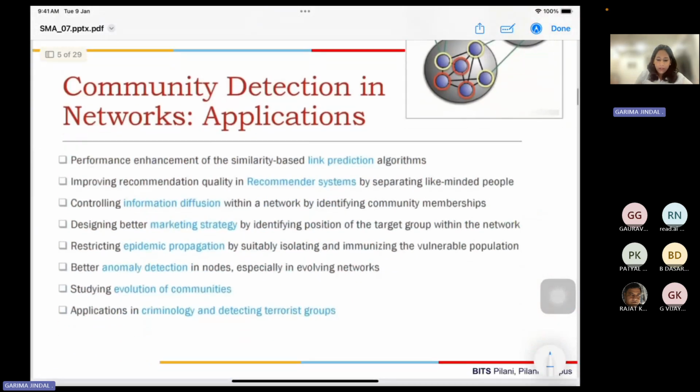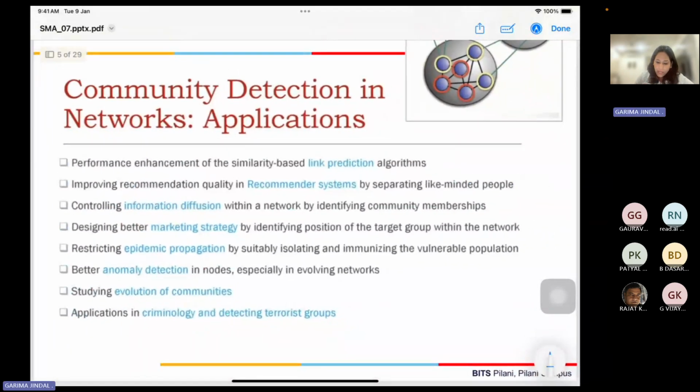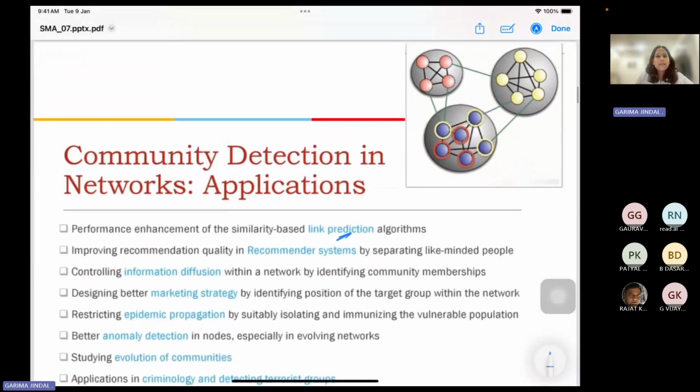Okay, so next, let us discuss the applications of community detection. We are studying the applications of community detection because I want to motivate you that this is a very important problem, and it will be used in order to solve other problems in social networks. For example, community detection plays a very important role in link prediction. So how does it play an important role in link prediction?